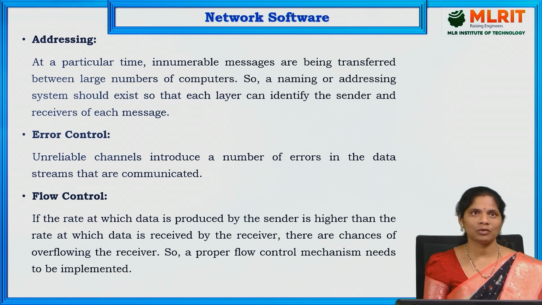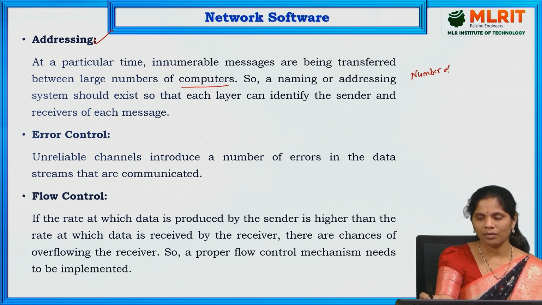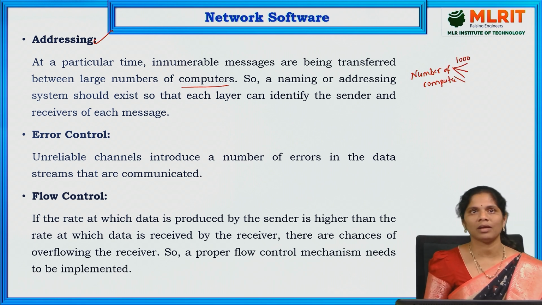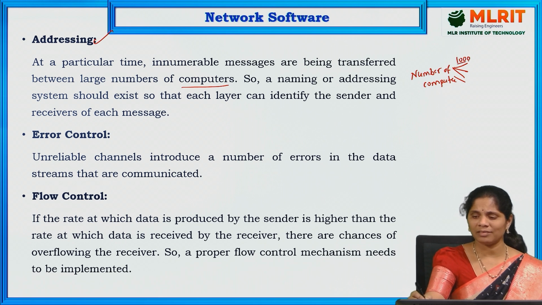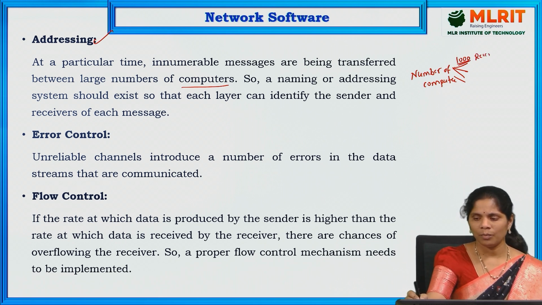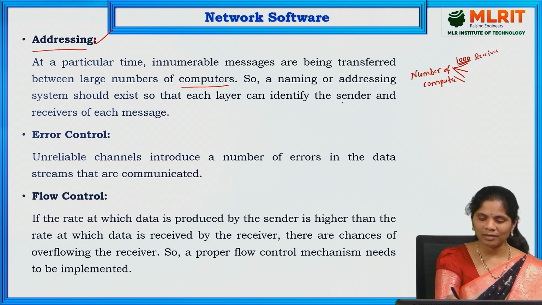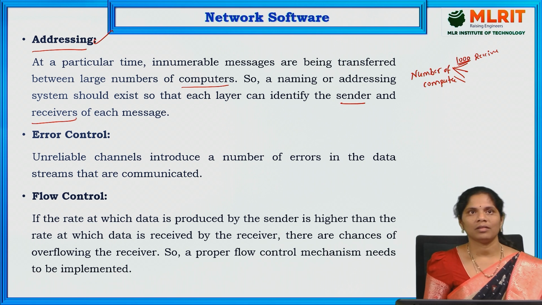And the next design issue is addressing. Suppose we take a large number of computers. A number of computers are there, and these computers are sending a number of messages. Suppose 1000 messages are sent at a time. Exactly how does the receiver receive them? Only through a particular address. Each message has a sender and receiver address. That is addressing, a main design issue in network software.